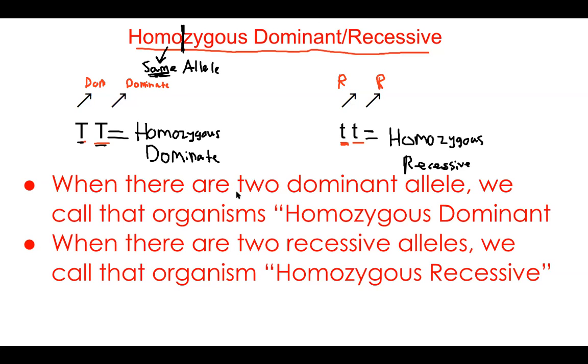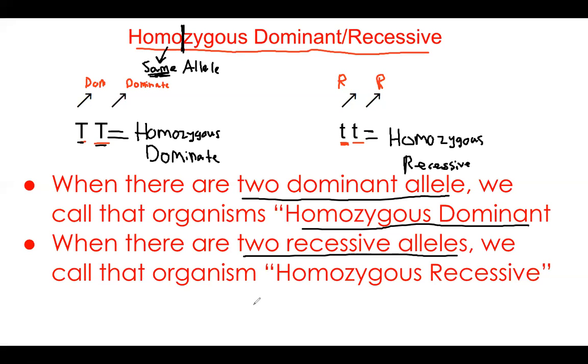Right? So when there are two dominant alleles, the organism is called homozygous dominant. When there are two recessive alleles, we call that organism homozygous recessive.